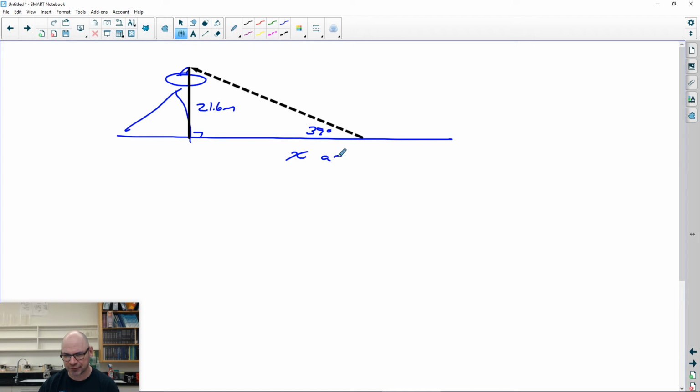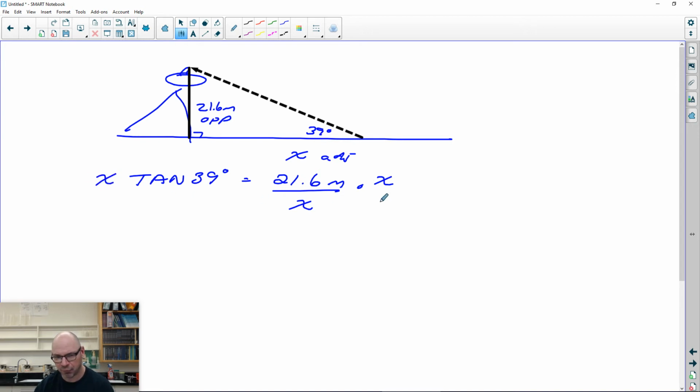Well, that's the adjacent side. And this is the opposite side because we have this 39-degree angle. So we know that the tangent of 39 degrees is going to be the opposite side, which is 21.6 meters, divided by the adjacent side, which is unknown. Oh, X is on the bottom. So let's take it out right away by multiplying it on both sides. So X tan 39 is going to be the same as 21.6 meters.